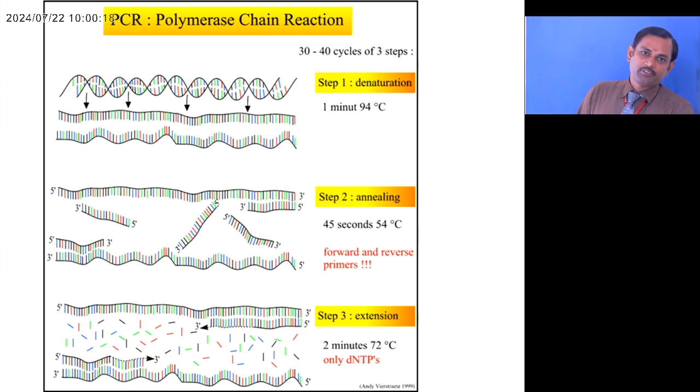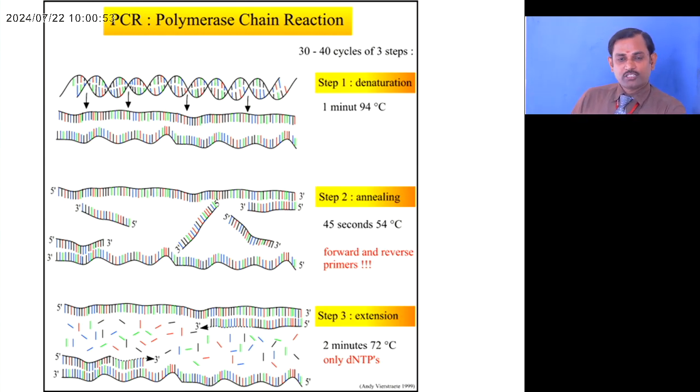Process-wise, PCR is divided into three different processes. One is denaturation, another is annealing, and the last is extension. In the first process, denaturation, the double stranded DNA separates into two single stranded DNA at a temperature of 94 degrees centigrade. At 94 degrees centigrade, all the hydrogen bonds present in the double stranded DNA are broken, so finally we get two single stranded DNA.